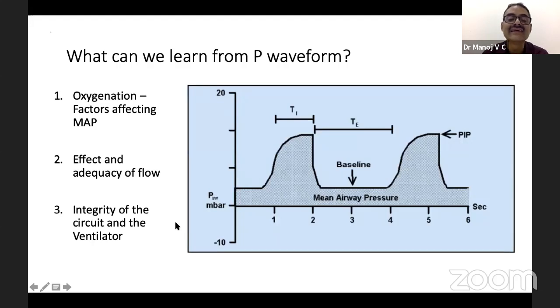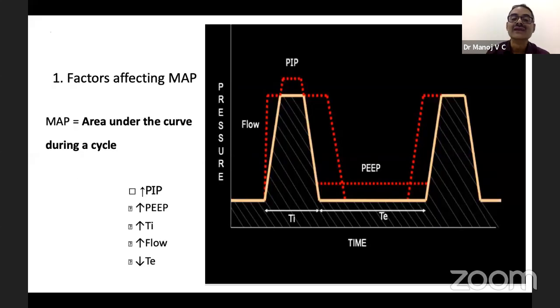It also tells us, as we discussed, two things: the MAP, mean airway pressure, and also the effect and adequacy of flow. These are the two things you should be remembering. I try to make everything simple by numbering. These are things you will be remembering today. So the first thing is mean airway pressure. We said mean airway pressure is the area under the curve.